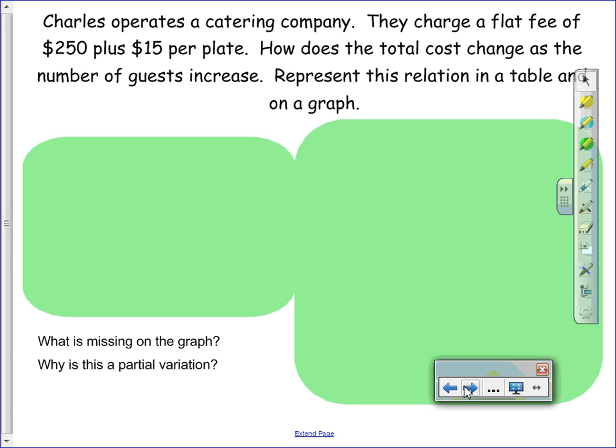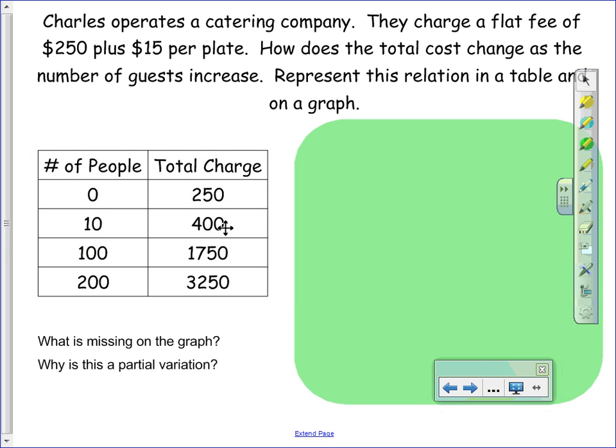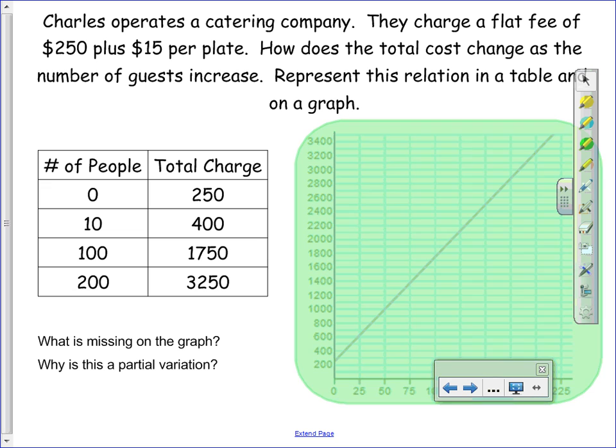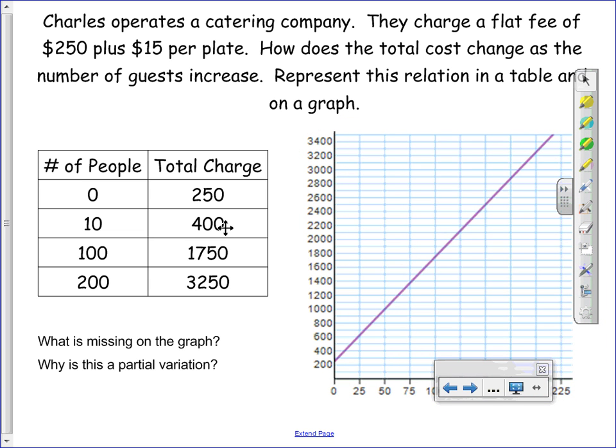If we let that be a table, here's what it would look like if I went from 0 to 100 to 200 people. You can see that every time the number of people goes up by 100, the cost goes up by 1,500 because it's $15 per plate, and then you add that 250 in afterwards. If we look at the graph of this, you can see the key thing for a partial linear relation is that it doesn't start at 0, 0. This one starts at $250 and then goes up at a constant rate.